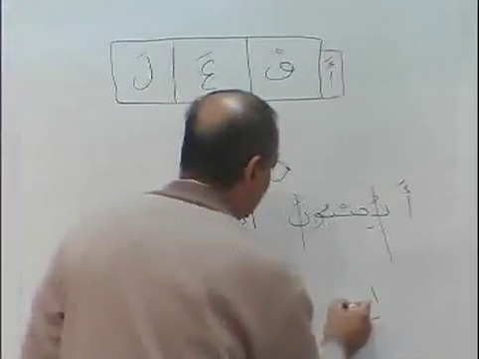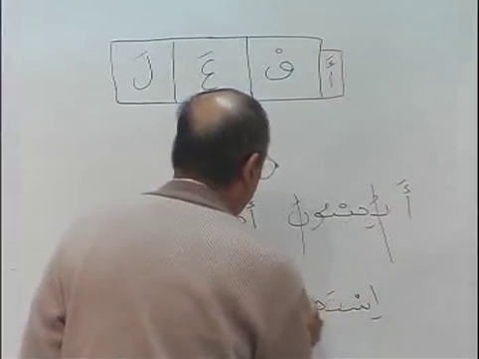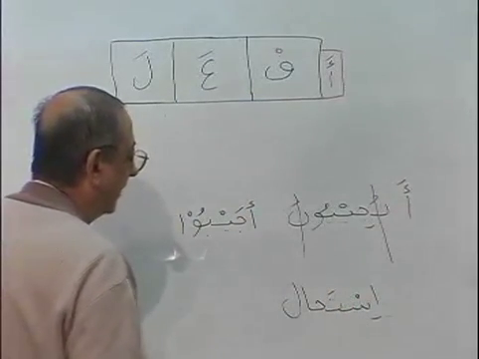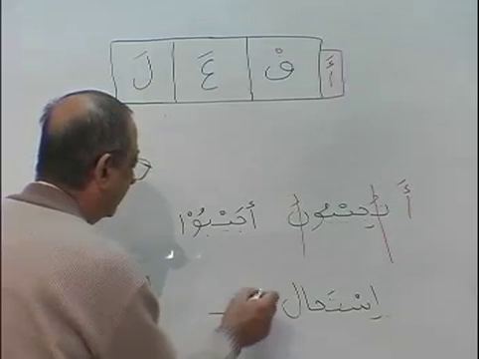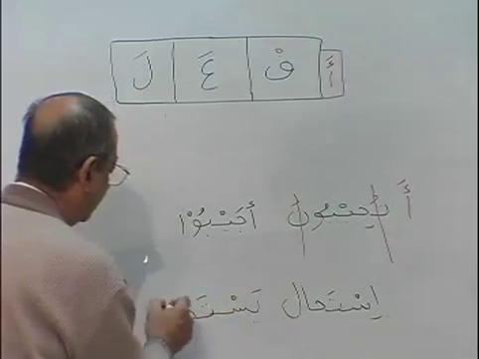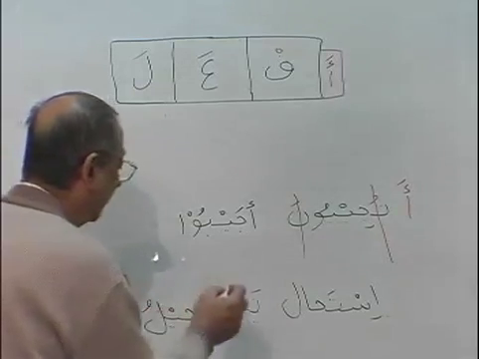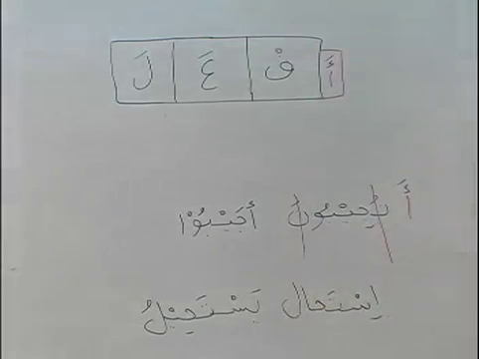So what is the verb? Istahala. What is the verb, brother and sister? Istahala. Huh? Istahala. Yastahilu. And from there, mustahilun. It is impossible. When you say istahala, it means to become or to be impossible, inconceivable. Are you with me? Unimaginable.